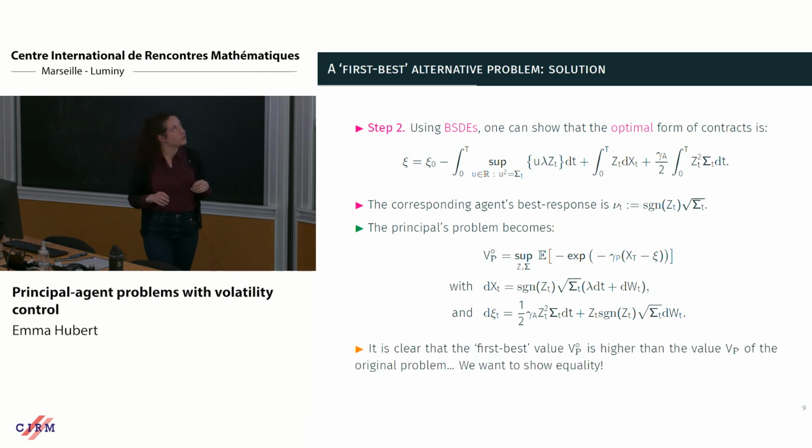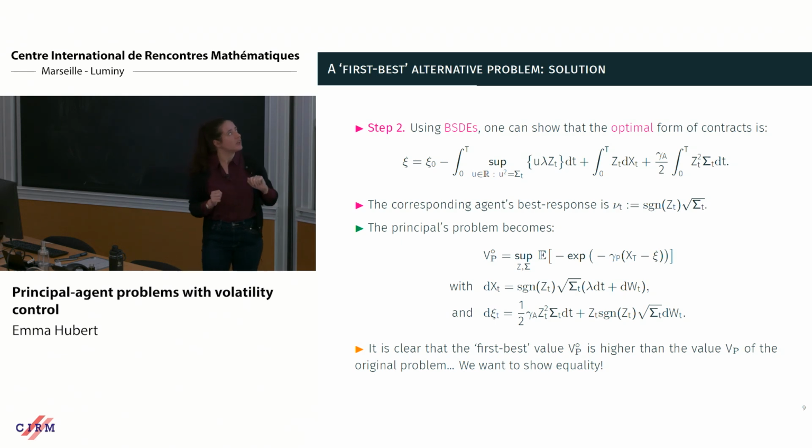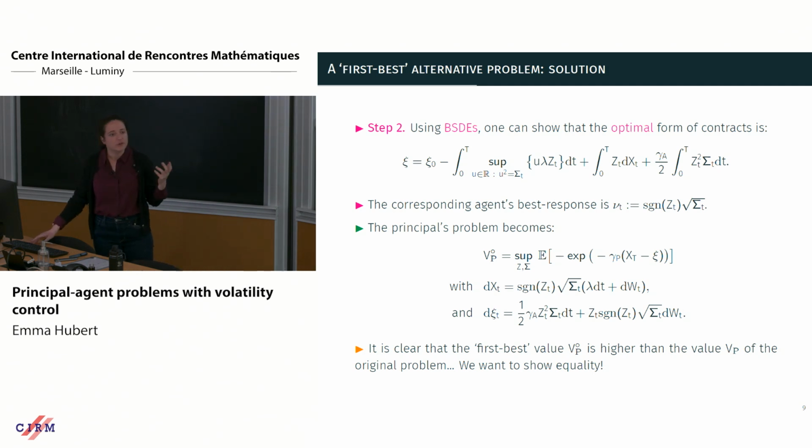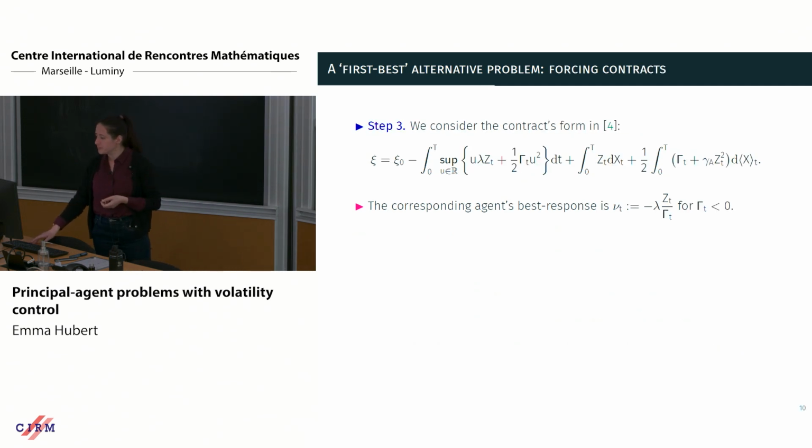Okay, so it's also quite clear that the value of this first best problem is going to be higher than the value of the original problem, right? Because mainly the principal has an additional control here. But of course, what we want to show is equality here.